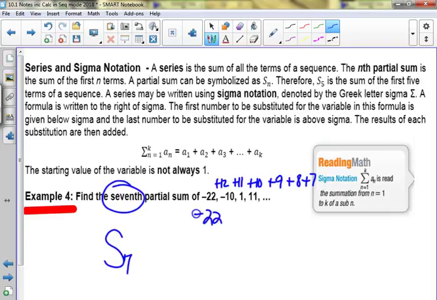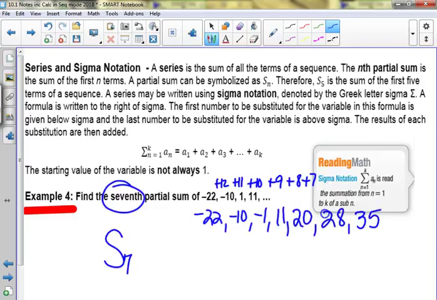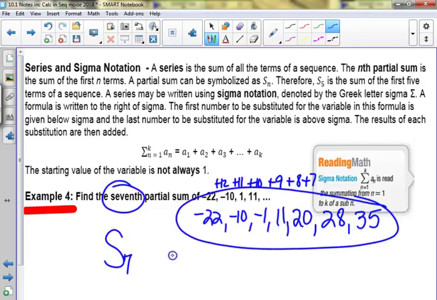Okay, so we had -22, -10, -1, positive 11. Whoa, what's the next one going to be? Because I added 10, then I added 9, then I added 8, then I added 7. How did I do? 1, 2, 3, 4, 5, 6, 7. Now, if I just added all those up, the 7th partial sum is 63. Okay?